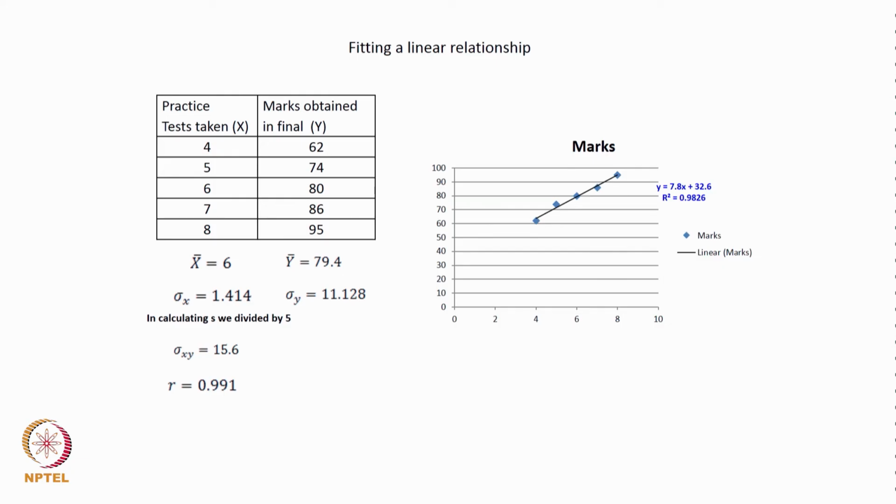There is another interesting thing that we see, which is the picture on the right, which has been drawn using Excel software. We have just plotted a line there, and along with the line we get some statistics. These statistics give y is equal to 7.8x plus 32.6, and more importantly r square is equal to 0.9826. Now, this r square represents the goodness of the fit, and it is possible to show that this r square, which is 0.9826, is actually the square of the correlation coefficient 0.991. So the correlation coefficient also represents the goodness of the fit.